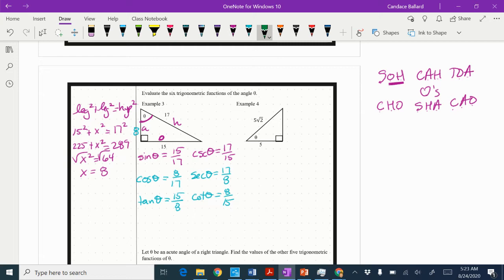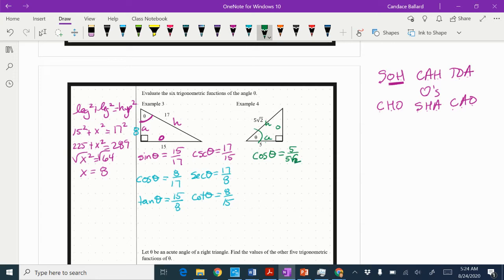All right, let's look at this other triangle. So it looks like I have the adjacent leg and the hypotenuse this time because I'm next to the theta and I'm across from the right angle. I'm missing the opposite leg. But I know for sure that gives me the cosine of theta equals 5 over 5 square root of 2.